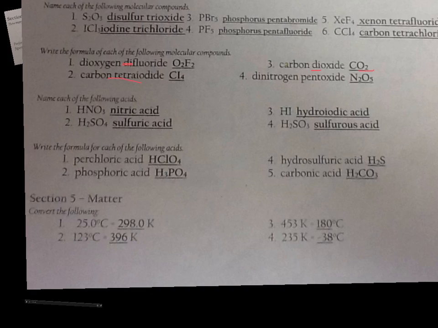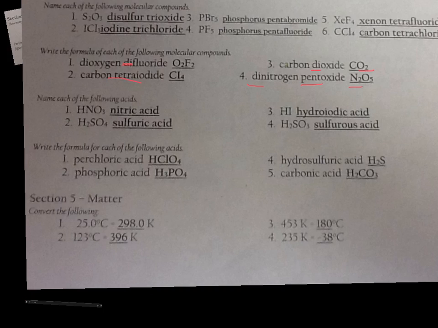Dinitrogen pentoxide, you get N2O5. The 5 comes from the prefix pent, and the 2 on the nitrogen comes from the di in front of it.